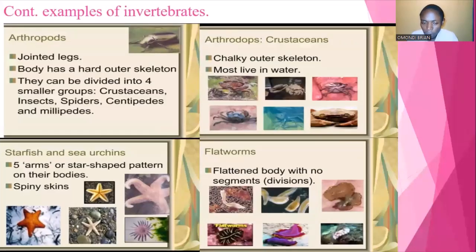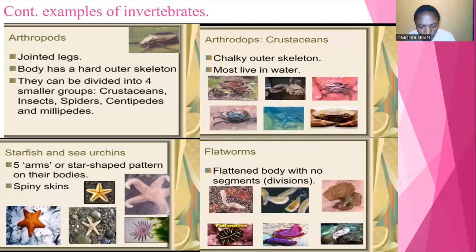Next, we are continuing with the examples of invertebrates. So we have arthropods, and the arthropods have jointed legs. The body has a hard outer skeleton. They can be divided into four smaller groups. You have crustaceans, the insects, and the spiders, centipedes, and millipedes. So what are the crustaceans? These are commonly found in water, and from the diagram you can see them. They are commonly found in water.